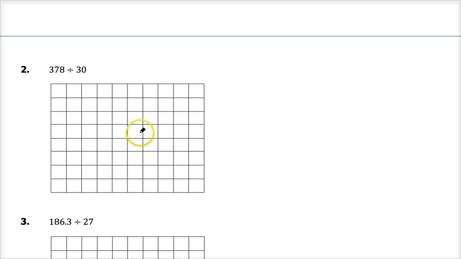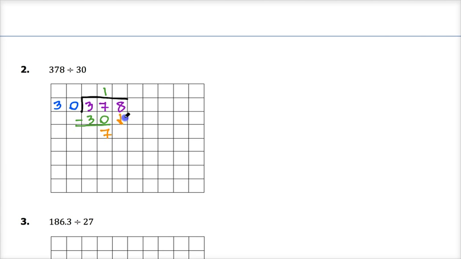Okay, number 2, we have 378 divided by 30. So 30 is going to go on the outside of the long division house. 378 will go on the inside. So we're going to start with the 2-digit number 30 and divide it into the 2-digit number 37. 30 will go into 37 one whole time. And so 1 times 30 is 30.